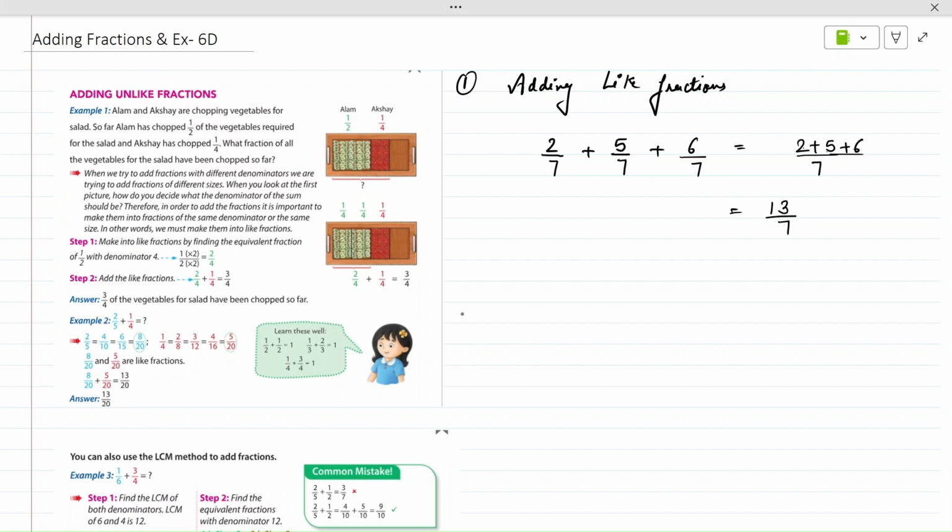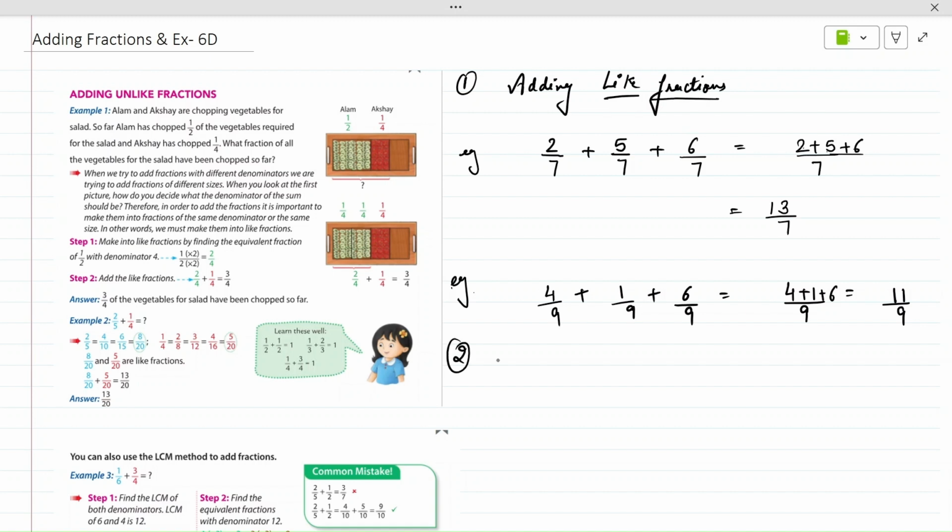Okay, now similarly, let us take another example here. Let us take 4 by 9 here. Next, I'm taking 1 by 9. And the last one I'm taking here is 6 by 9. So when we add these three fractions, we can write the denominator as is and just simply add up the numerators. So when we add this, we will get 11. So our sum is 11 by 9 here. Okay, so this is how we have to add the like fractions.